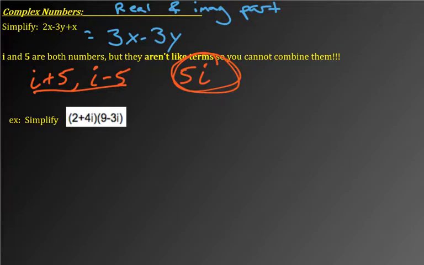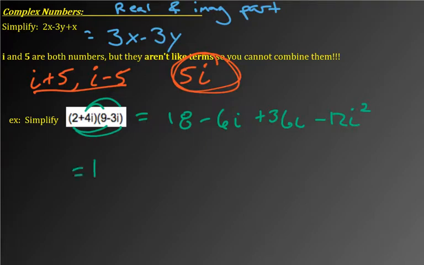And just to show you how we'll run into that, I could ask you to simplify something like this, and you still do normal double distribute stuff. So you're just going to double distribute everything. You would get 18 minus 6i plus 36i, and then minus 12i squared. So these are like terms, right? They're both imaginary numbers. So I can take 6 away from 36 and get 30.